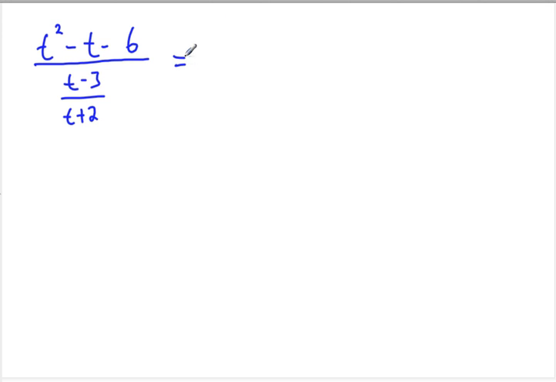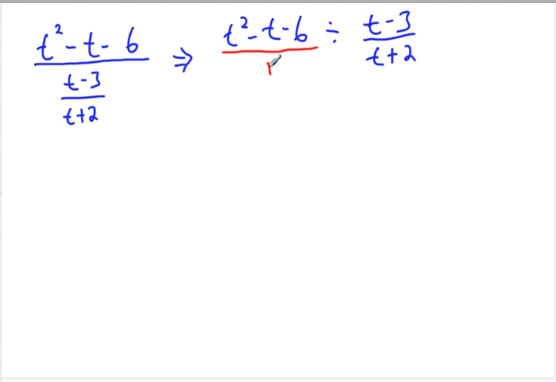So you can rewrite this to look like t squared minus t minus 6 divided by t minus 3 over t plus 2. Now it's starting to look more like this last problem, which wasn't bad. The one thing that'll make it even more similar to the last problem is just put that over 1. So again, use that big fraction bar as this division sign. So this fraction bar has become this division sign. And I just put this over 1, so it makes it a fraction.